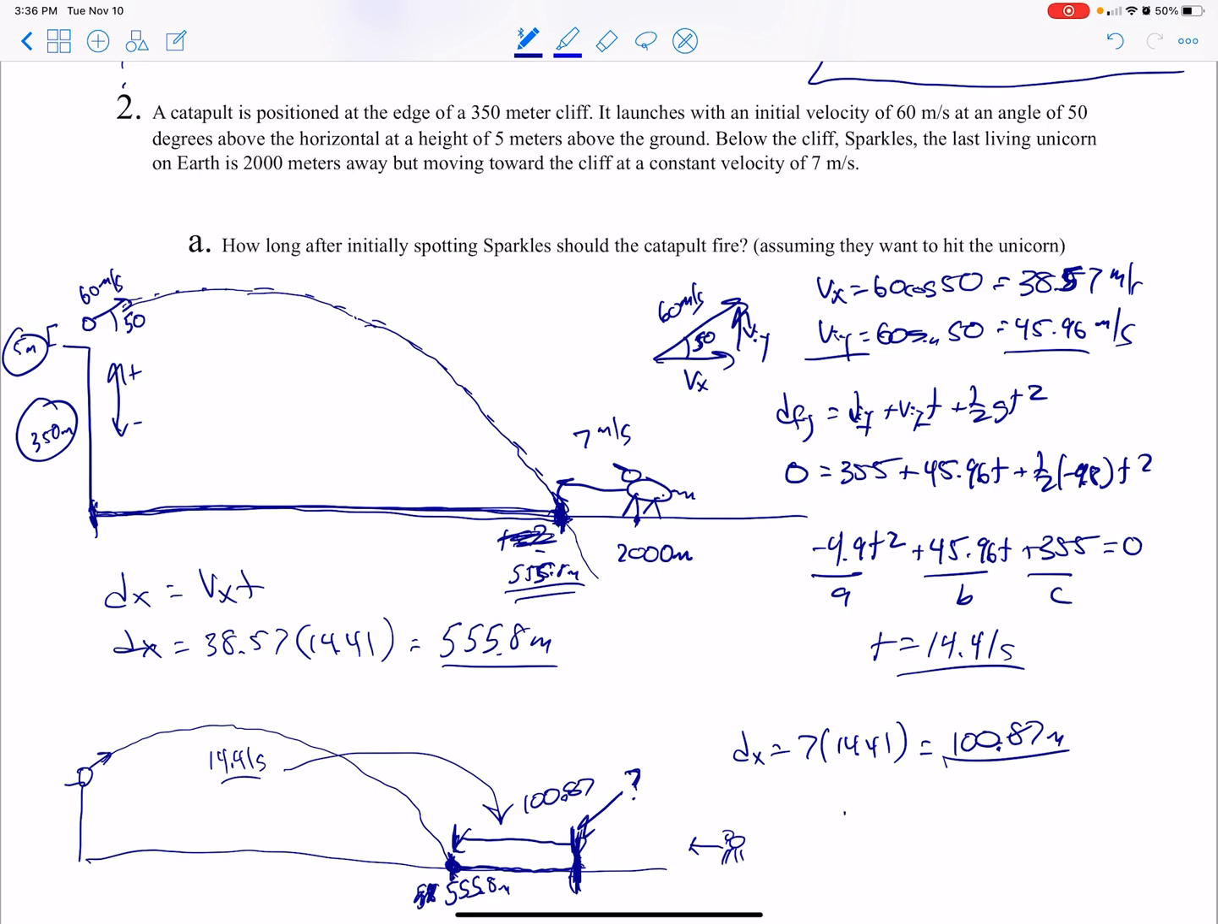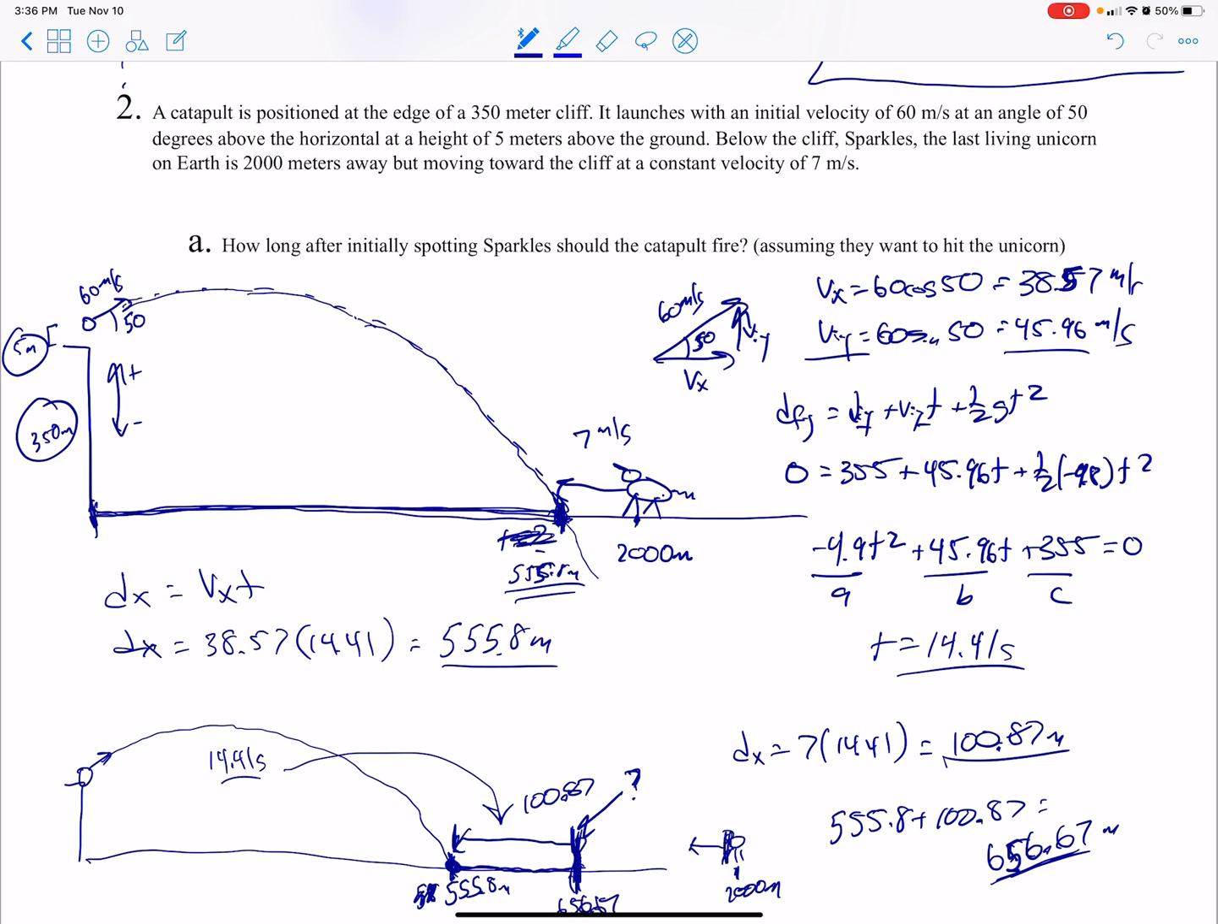Well, that's going to be at 555.8 plus 100.87 for a grand total of 656.67. So 656.67 meters. Okay. When the unicorn is right here, that's when we fire. However, it's not currently there. It is way over here at 2,000 meters away. So when it's at 656.67, then we fire.